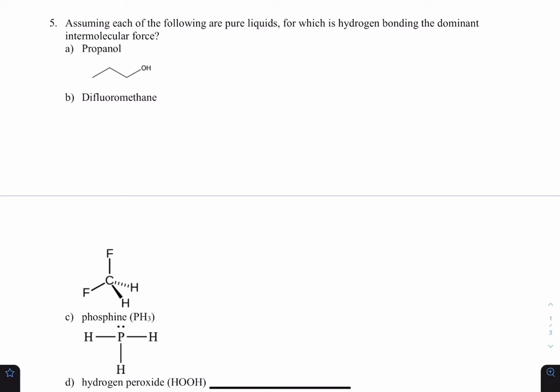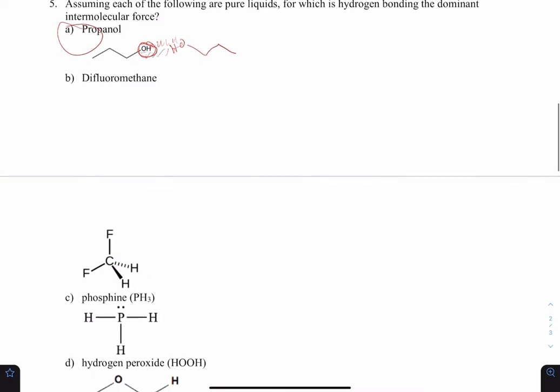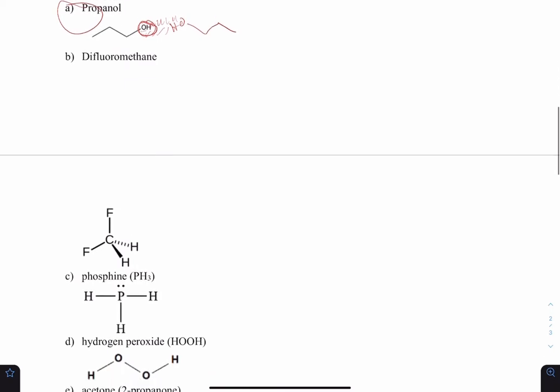First of all, let's look for where hydrogen is bound to N, O, or F. Here I've got hydrogen bound to an O. And what they're assuming is that this is interacting with itself, so don't get confused. If I have another molecule like this, then yeah, I have this hydrogen interacting with this oxygen, or vice versa on the other side. That's going to be one that has hydrogen bonding as the dominant intermolecular force. So that is an example of hydrogen bonding.